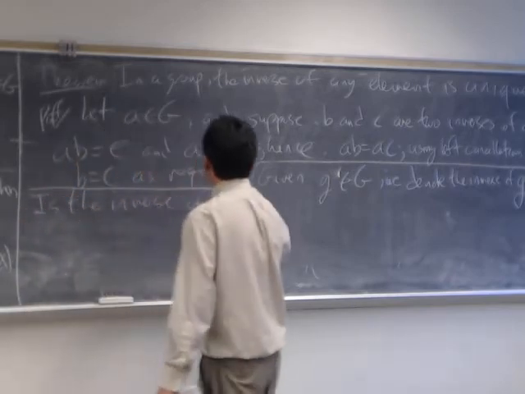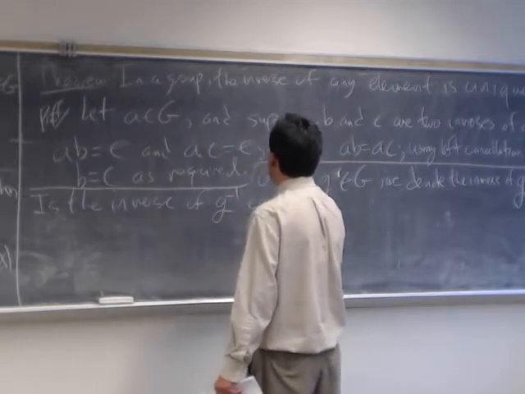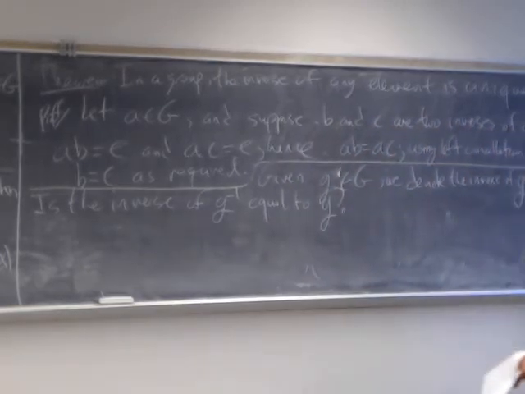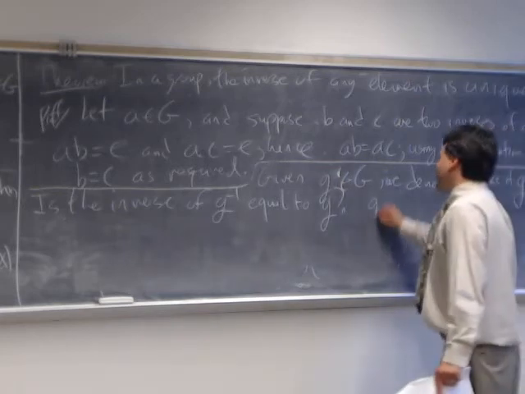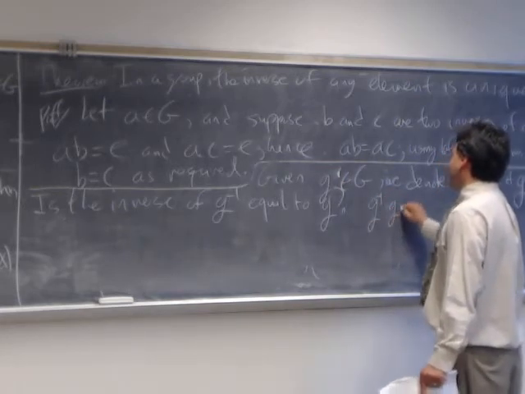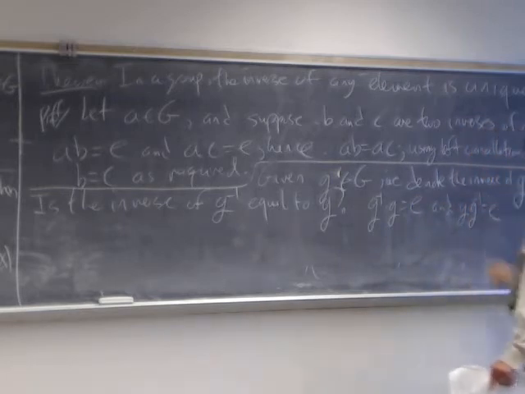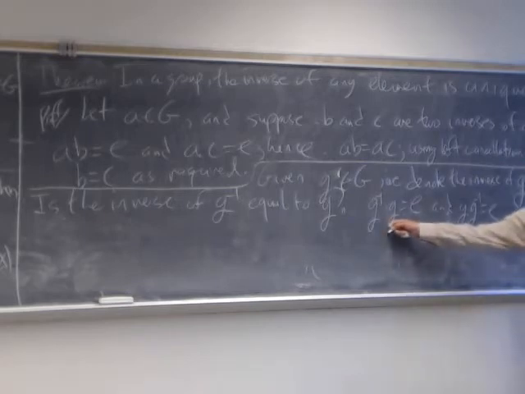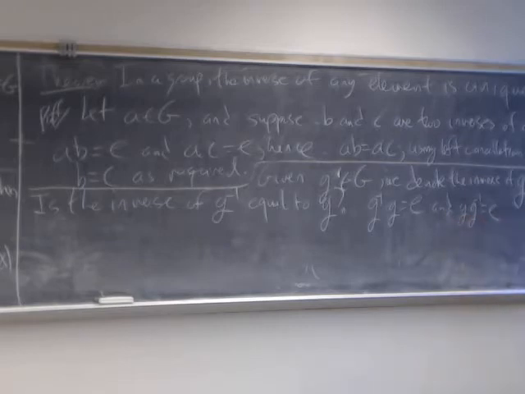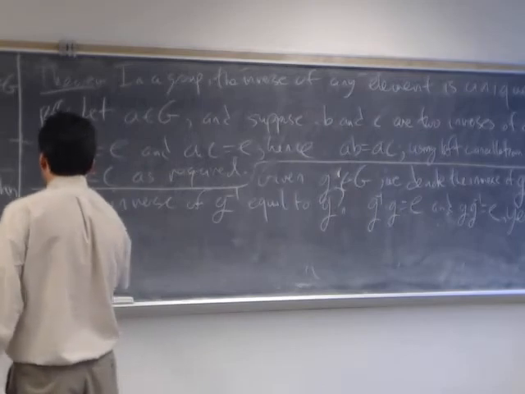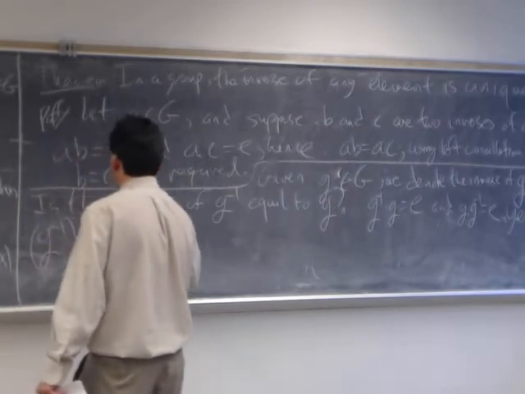Well, is the inverse of G inverse equal to G? And that would be an emphatic yes, right? G inverse times G is the identity, and G times G inverse is the identity. So if I multiply G inverse on the right by G, that gives me the identity. Same if I multiply G inverse on the left by G, that gives me the identity. So the inverse of G inverse is just G.